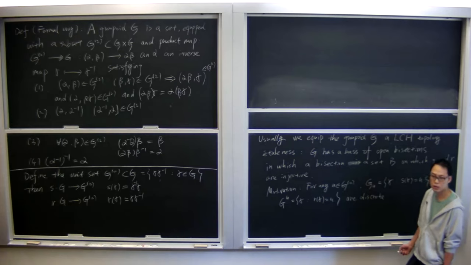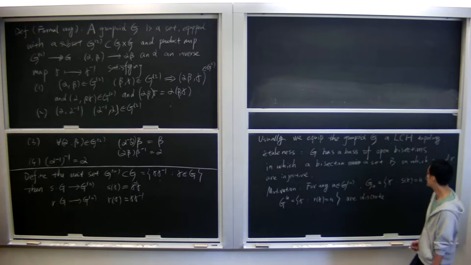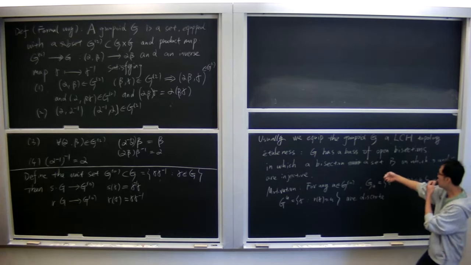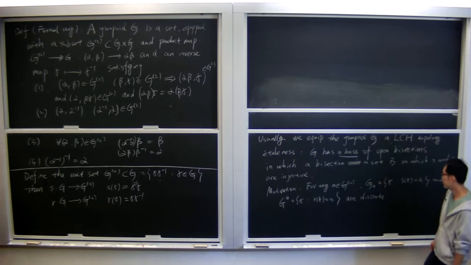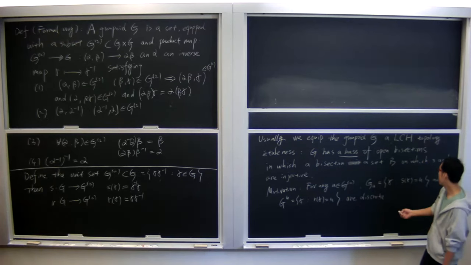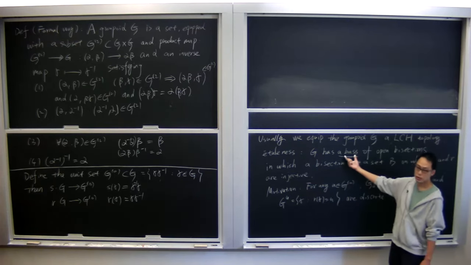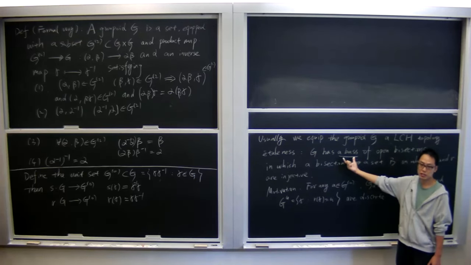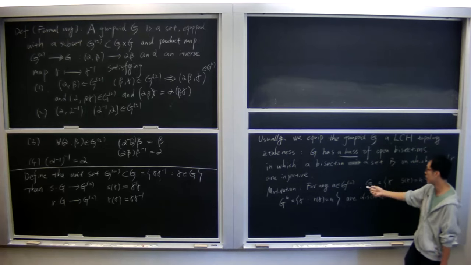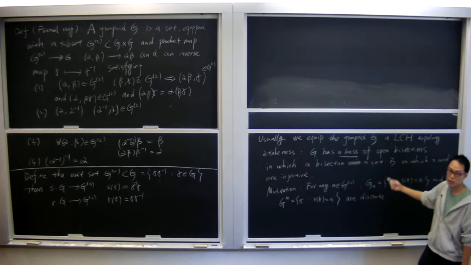I believe so. Yeah, it's because it's being asked for both the source and its range map. There's also a notion of discreteness where you only ask for half of this condition, and this is more special. And I believe that, because the bisections in this definition form a basis, from this you can obtain that the source and range maps are local homeomorphisms.